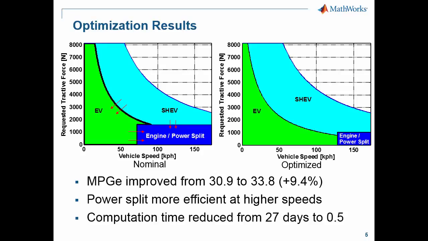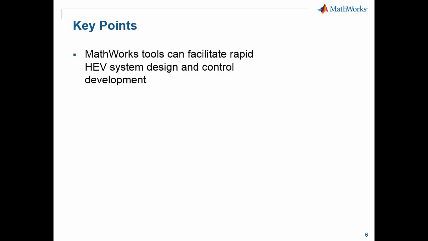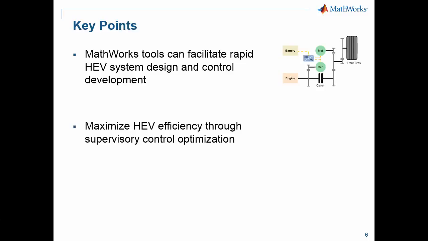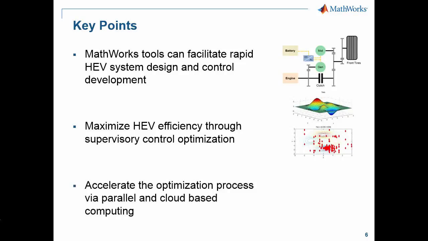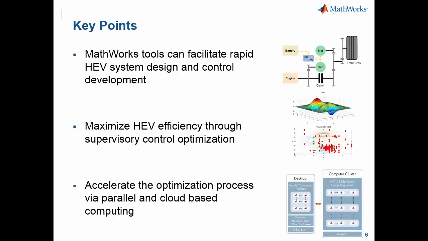The optimization problem is computationally intensive. However, through PC and cloud-based parallel computing, Ryan was able to reduce the optimization study from 27 days to half a day. The key points we would like you to take away after this presentation are: MathWorks tools can facilitate rapid HEV system design and control development. We can maximize HEV efficiency through supervisory control optimization, and we can accelerate the optimization process via parallel and cloud-based computing.